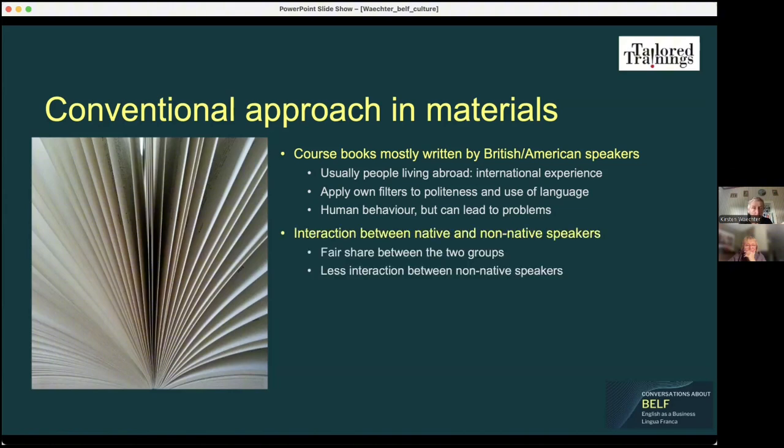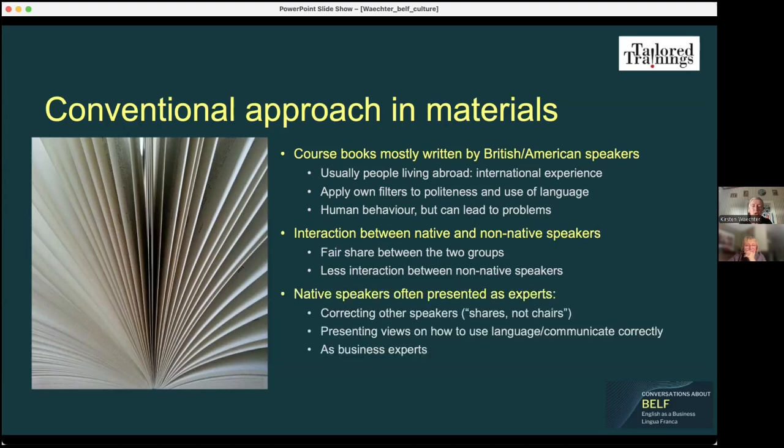There is now definitely a higher share of interaction between native and non-native speakers, but there is still less interaction among non-native speakers as such. And what we get very often is that native speakers are presented as experts in two ways. They're interviewed as experts on specific matters like negotiations, but they're also experts on the language. So we have situations in textbooks where they're actually correcting the non-native speaker about pronunciation or other mistakes that they make.